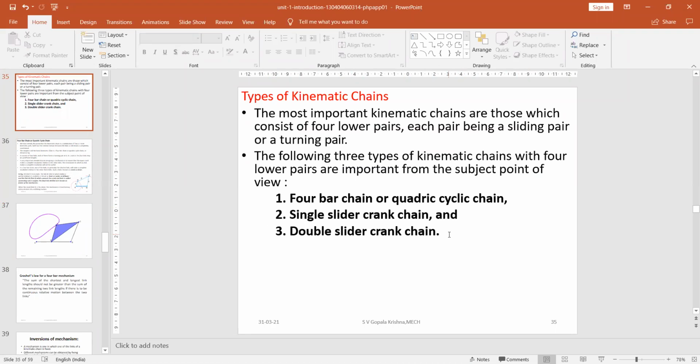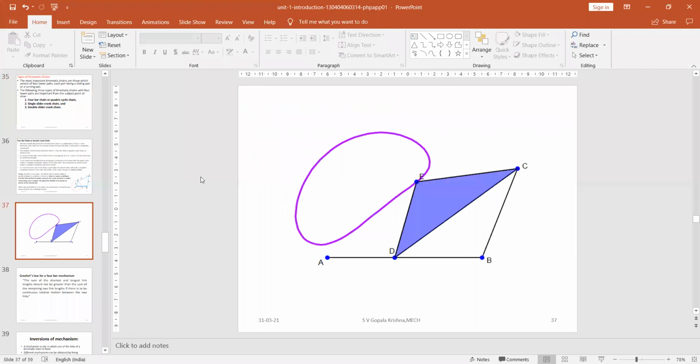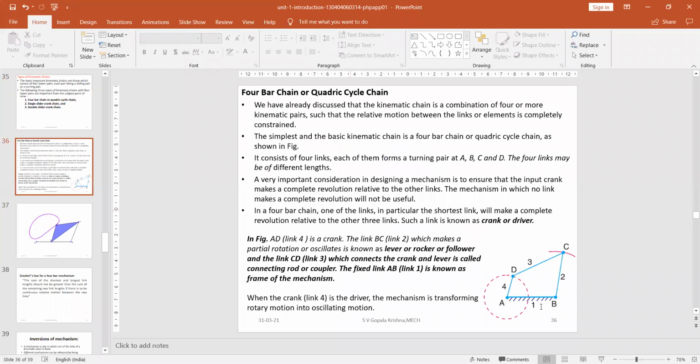So three types of mechanisms are there. In this, our four-bar chain, now we have to discuss the four-bar chain. Just observe that in our four-bar chain mechanism, what they have written here is a very large matter, but don't worry about this much description.